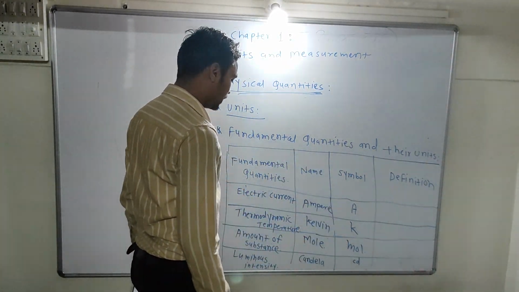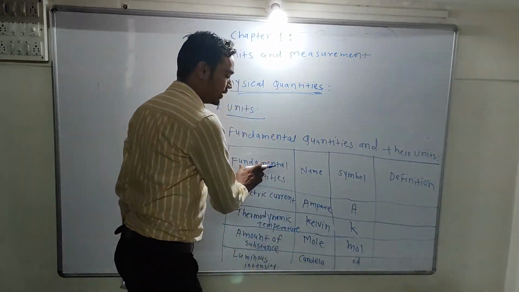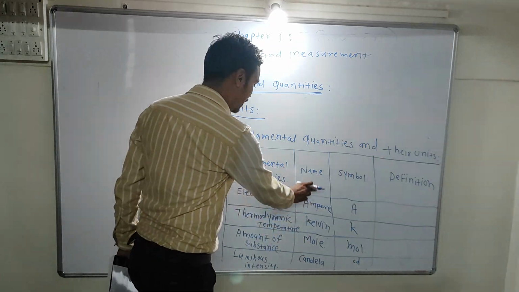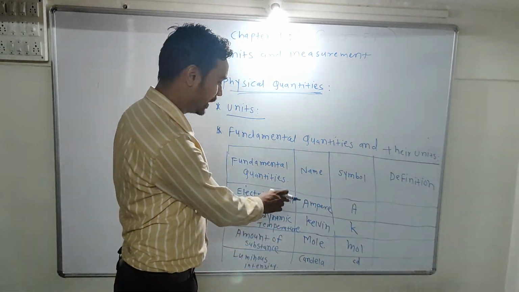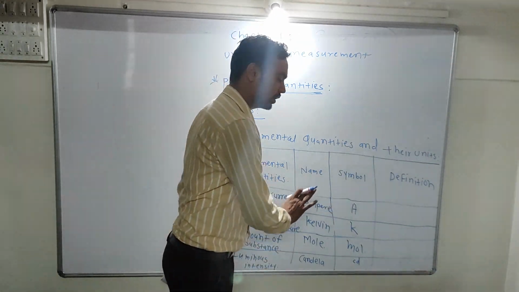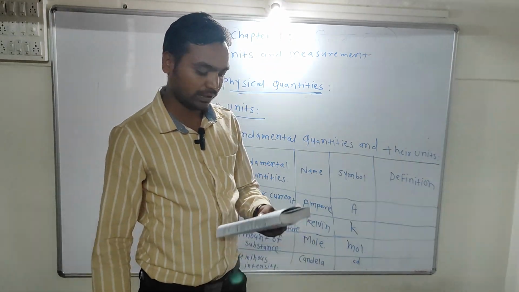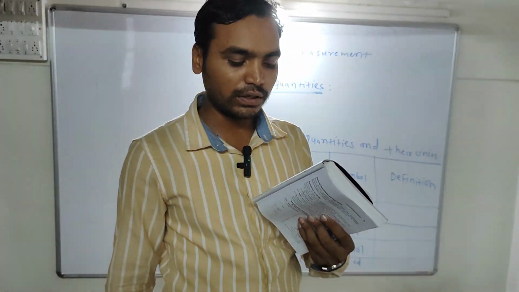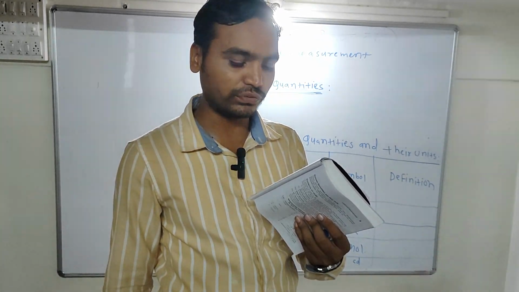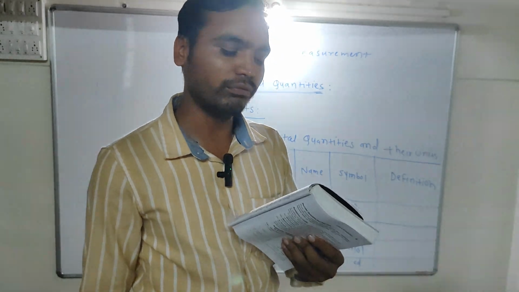Then we have to see the thermodynamic temperature. The thermodynamic temperature is a fundamental quantity. The unit for thermodynamic temperature is Kelvin. The symbol for that unit is capital K. And what is the definition? The Kelvin is the fraction 1 by 273.16 of the thermodynamic temperature of the triple point of water.